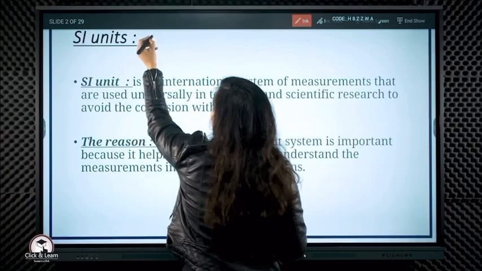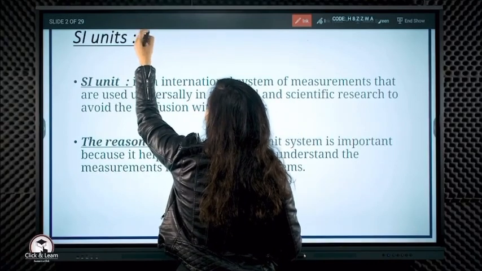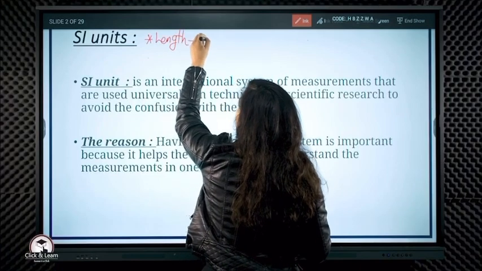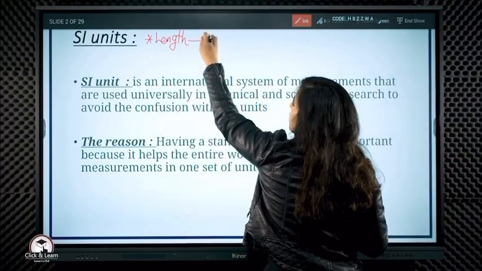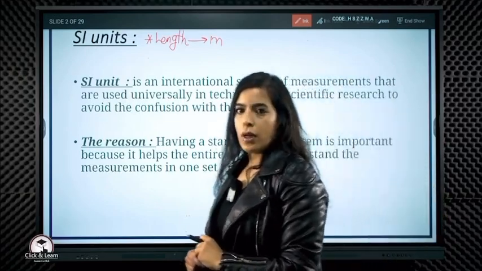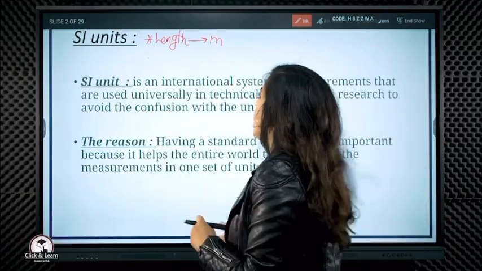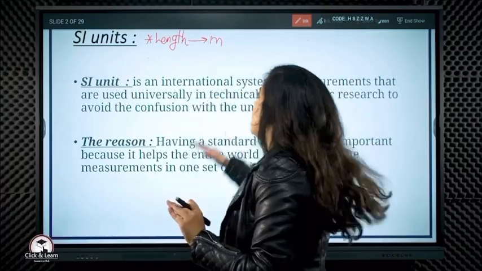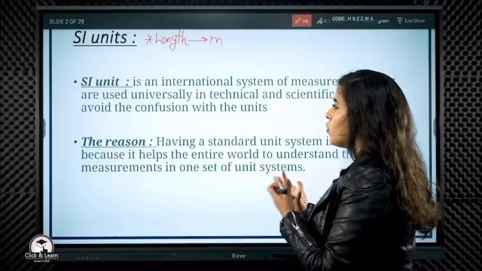So, for example, we have the length. Its unit is meters. We all know that there are lots of units for length. We have centimeter, decimeter, kilometer, and meter. But the scientists decided to take the meter to avoid any confusion.